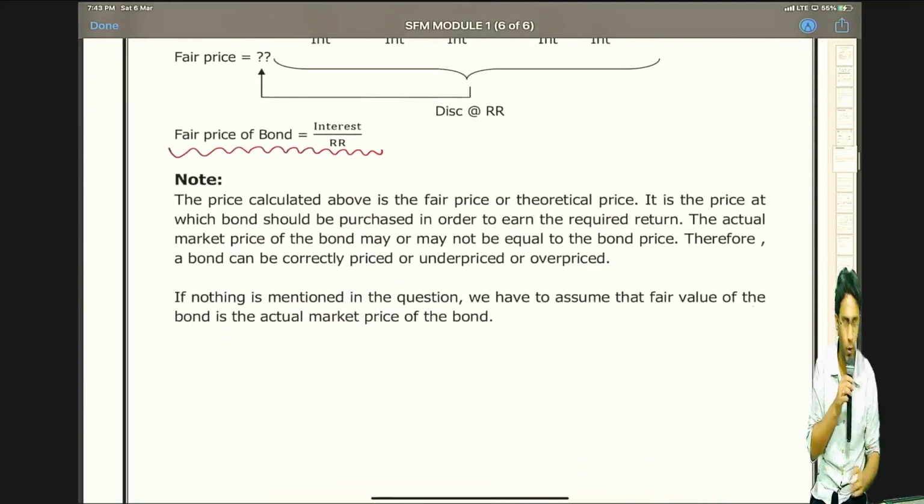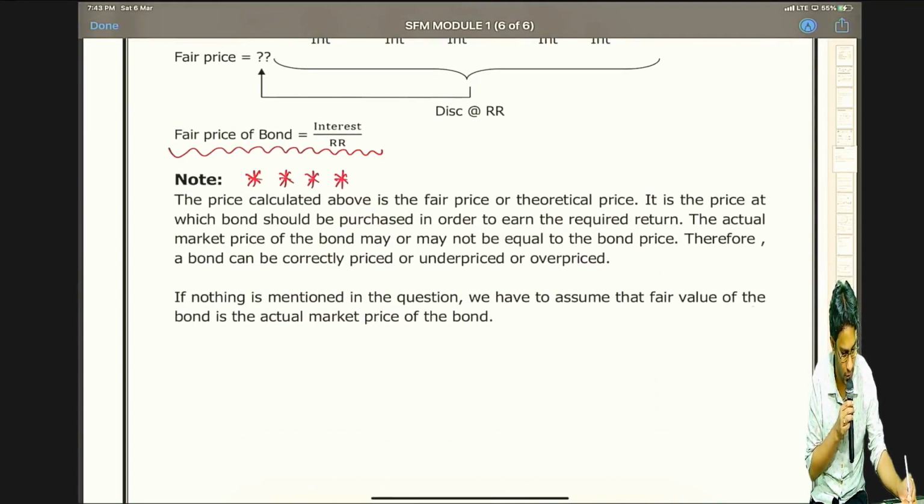Then I wrote 2 note points, sir. They are very, very, very important. Extremely important. Please mark it first and later on read.